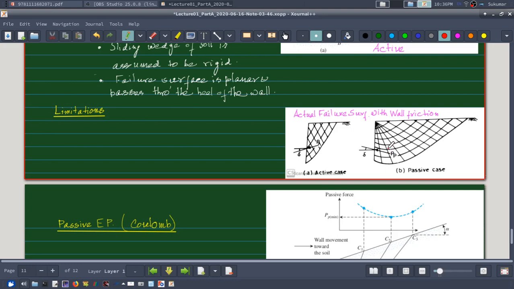Okay, so this error is not on the conservative side. So it may lead to some unconservative design if we go for passive earth pressure analysis using Coulomb's theory. Okay, so that is the main limitation of Coulomb's earth pressure theory. The use of a planar failure surface is the main limitation.